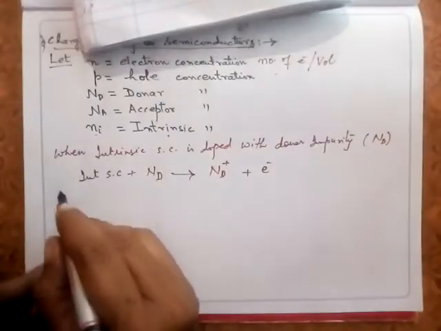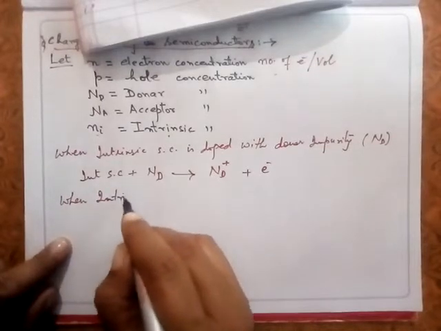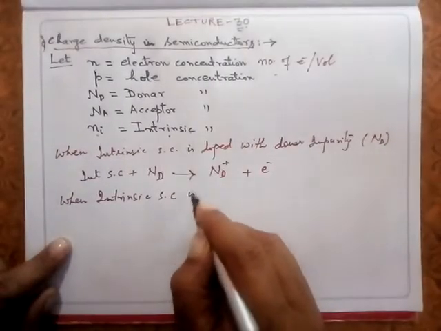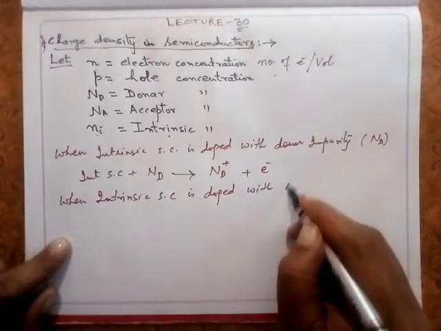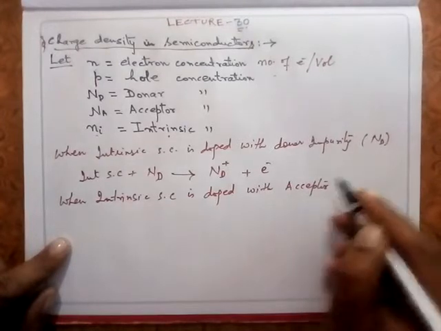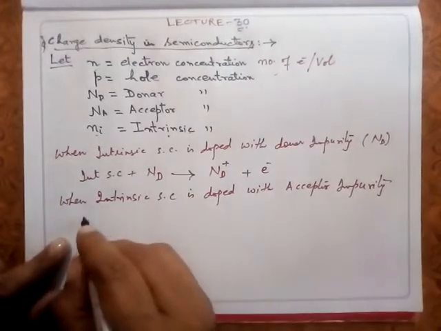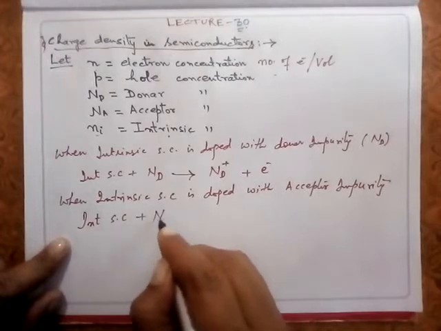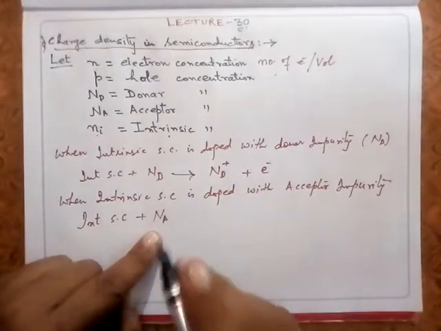So here I can say when an intrinsic semiconductor is doped with acceptor impurity, that is, this intrinsic semiconductor plus acceptor impurity, it means the acceptor concentration, this much acceptor impurity per unit volume is added.